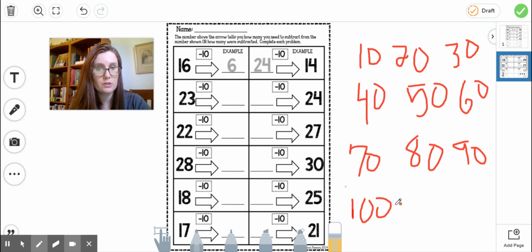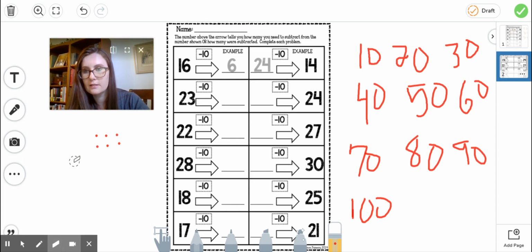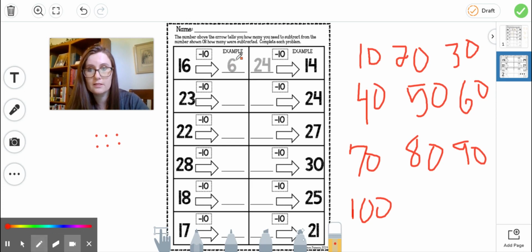I've rewritten my tool over here of my counting by tens because I can still use that when I'm subtracting. So right up here they have 16 minus 10, and they say that's the same as 6. Let's check. 10, 11, 12, 13, 14, 15, 16. And then I'm going to erase a 10. And yeah, I'm left with just 6 ones.